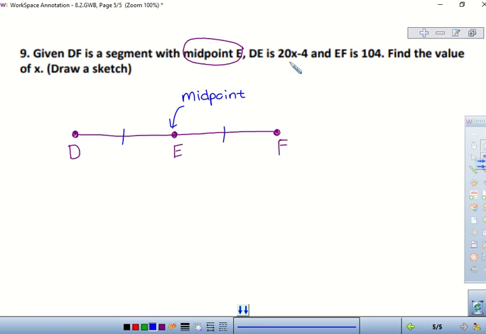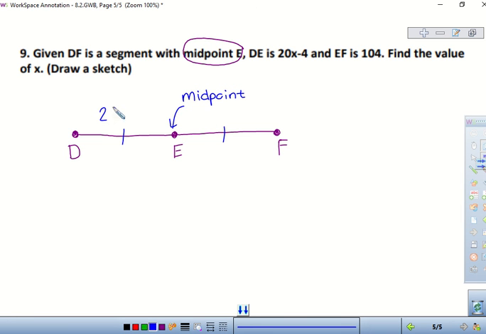Don't worry about the numbers. Just look at the picture. I give you a line DF, and E is a midpoint. What does that mean about DE and EF? If it's a midpoint, that means the distance between DE and EF is the same. Good, equal. Now that we have that information, we're going to put in the expressions.